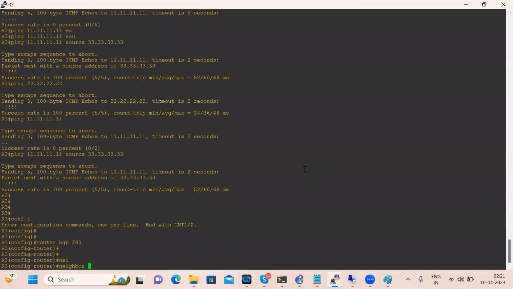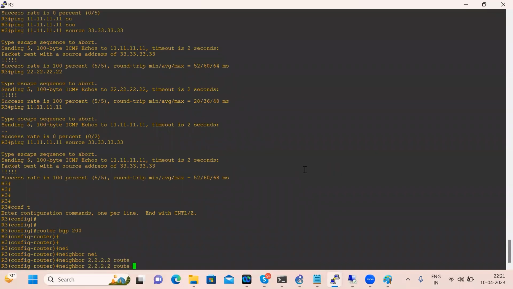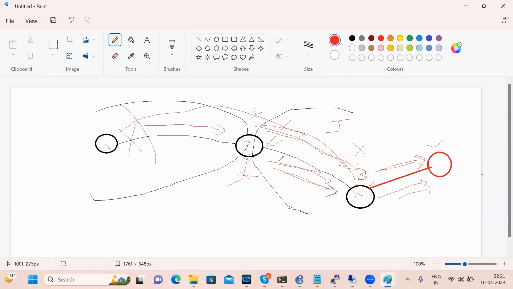Then you have to say neighbor 2.2.2.2, and here you have to say route-reflector-client. That's all. Similarly, you have to do it for router 4 as well. Route reflector client. I am the route reflector between router 4 and router 2. So from router 3, you have to run that command for both routers.